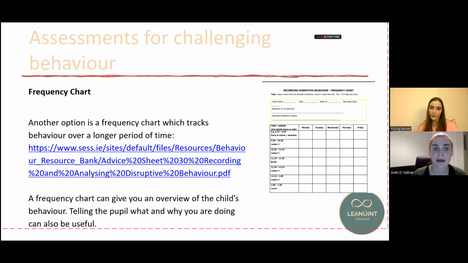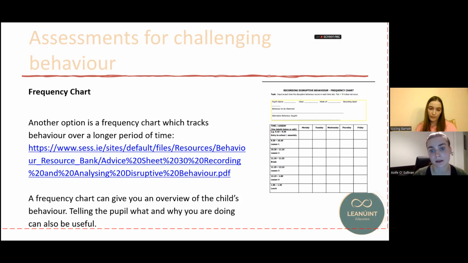Here on the right-hand side, we have another assessment tool. It's a frequency chart. So it's different to the ABC chart in that it looks at a particular behavior and tracks it over a longer period of time. So as you can see here, you focus on one particular behavior and then you track it at different stages of the day across the whole week. And now it doesn't have to be across the whole week. It could be just across one day, but you'll have different templates available.